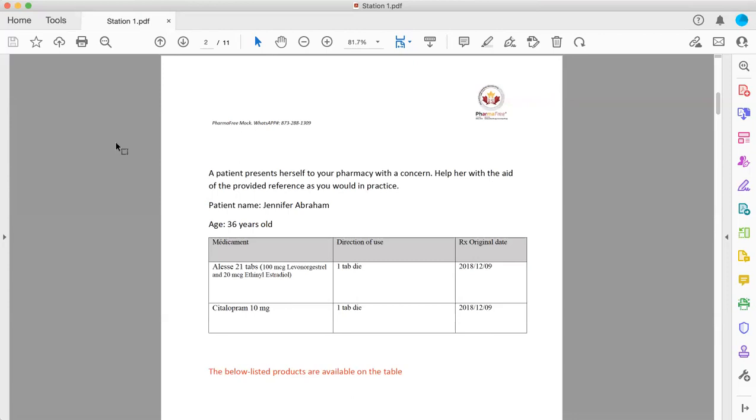Do you have any other medical condition? No, I don't have any. Do you have any allergy? Yes, I do have an ibuprofen allergy. Okay, I'll update that on your profile. Do you use any medication apart from the ones on your profile? No. Okay. Do you use over-the-counter medication? No.